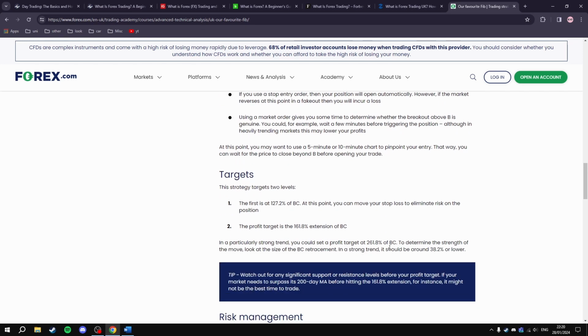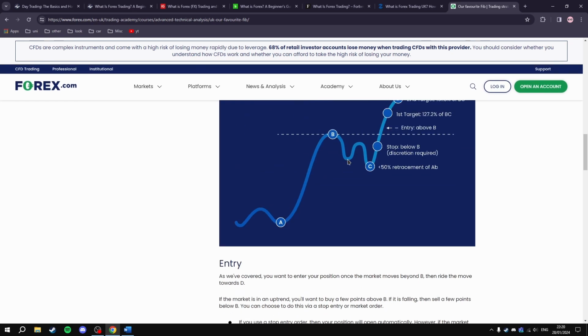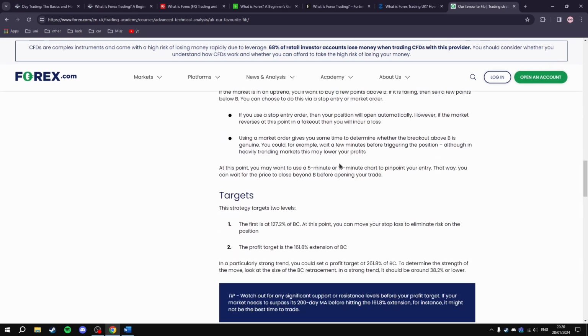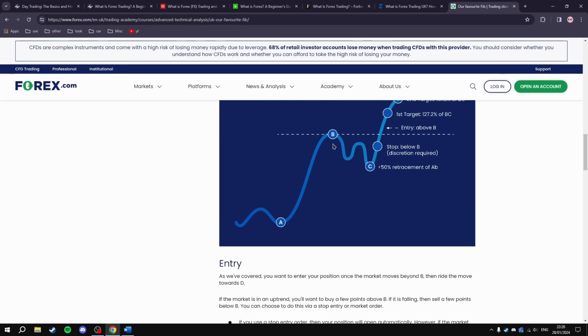Targets. This strategy targets 2 levels. The first is at 127.2% of BC. At this point you can move your stop loss to eliminate risk on the position. The profit target is the 161.8% extension of BC. In a particularly strong trend, you can set a profit target at 261.8% of BC. To determine the strength of the move, look at the size of the BC retracement. In a strong trend, it should be around 38.2% or lower.